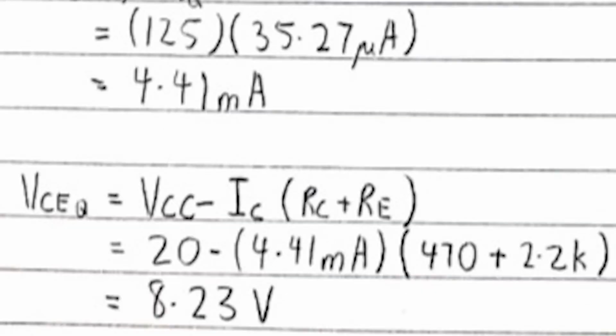Next, to calculate the collector to emitter voltage VCE, the formula is VCC minus IC times bracket RC plus RE. The value of VCC is given, which is equal to 20 volt, and the value of IC is 4.41 milliampere. RC will be 470 ohm and RE is 2.2k. So the value of VCE is equal to 8.23 volt.